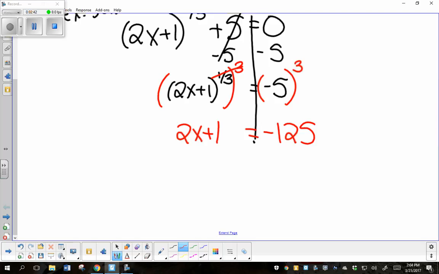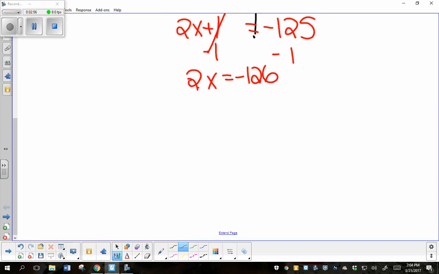And then all we have to do is we're just getting x by itself. This is not even a weird one, right? We don't have to factor it because there's not like an x squared and an x. So you don't have to factor. You just do minus 1, minus 1. 2x is negative 126. And divide by 2. It's just a normal solving one.